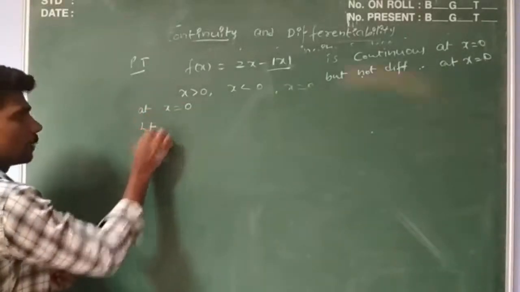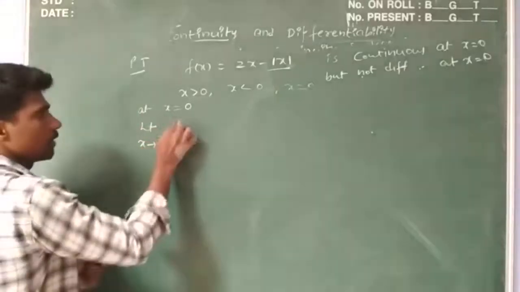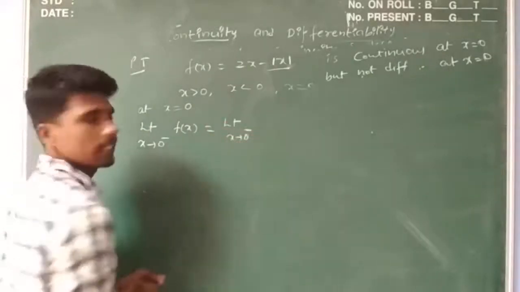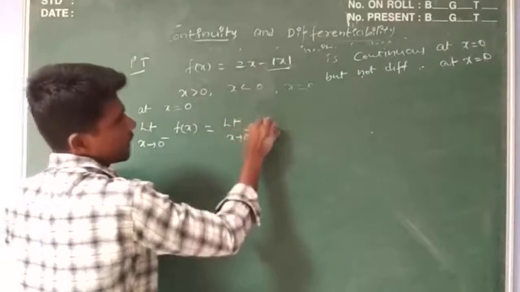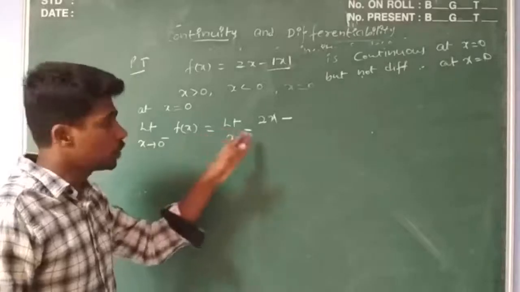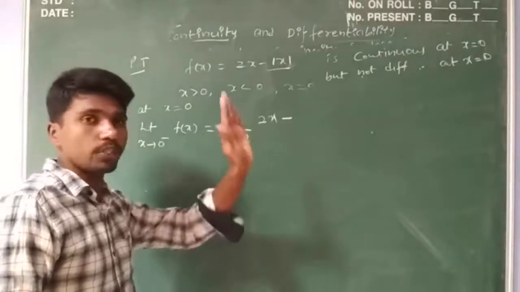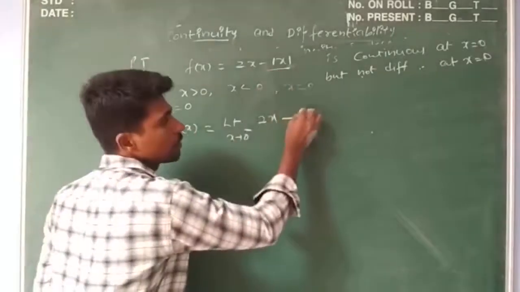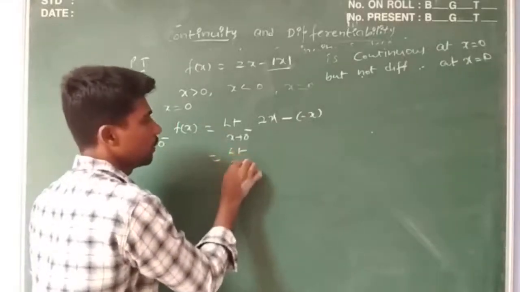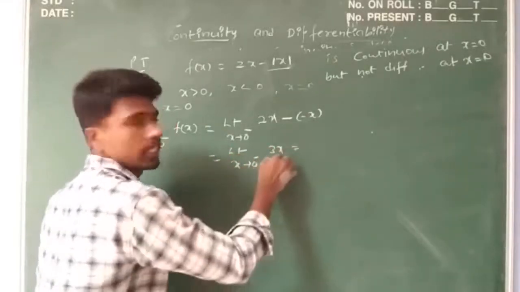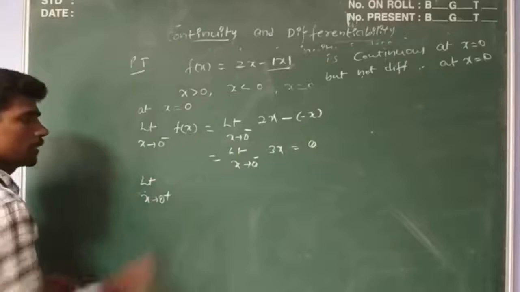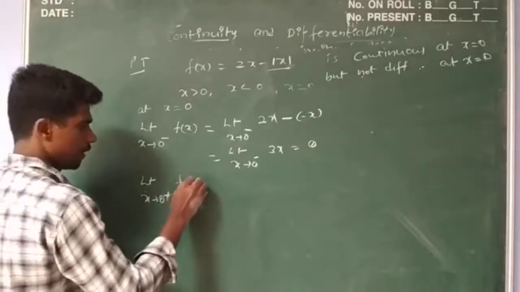Now the limit as x tends to 0 minus of f of x is equal to the limit as x tends to 0 minus of 2x minus modulus of x. For values slightly less than 0, modulus of x behaves as minus x. So 2x minus of minus x is 3x, which is the limit as x tends to 0 minus of 3x. Substituting the x value 0, I get 0.